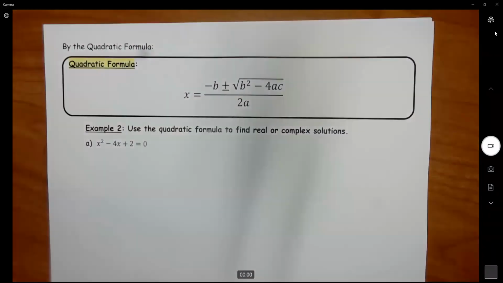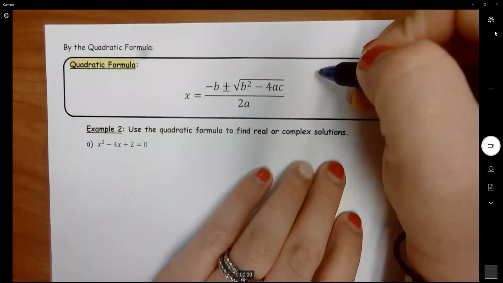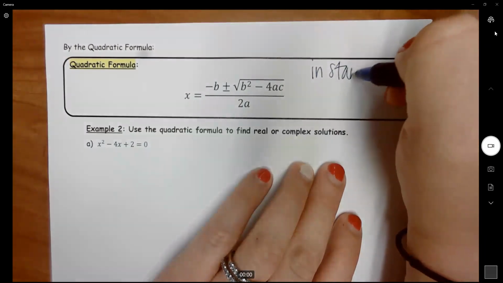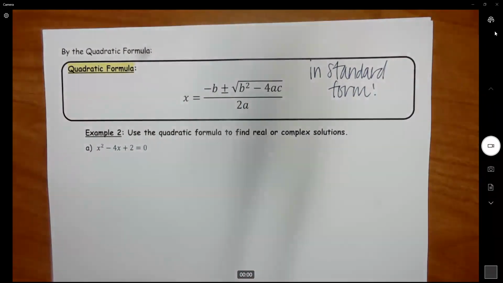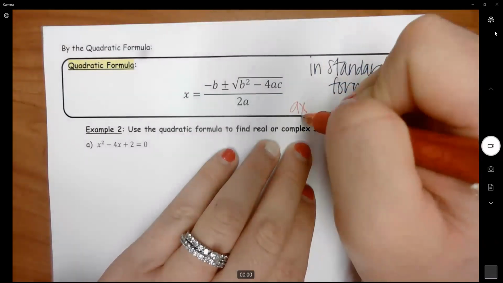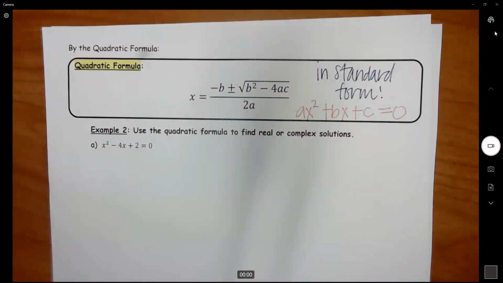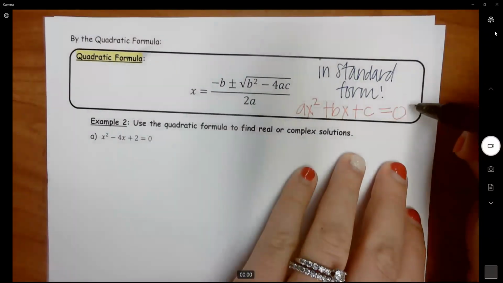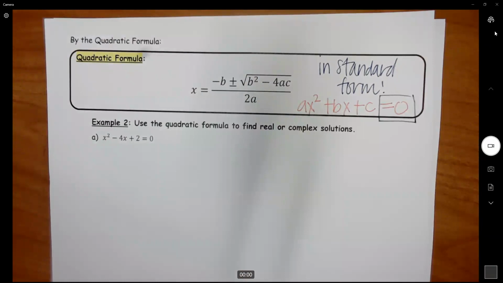Okay, so that's probably enough of that. Okay, so that is your formula. And so when you use this, these need to be in standard form. Again, just like whenever you are factoring. So again, standard form is ax squared plus bx plus c equals 0. What we're looking for there is that this equals 0. So you got everything to one side and equals 0 on the other.